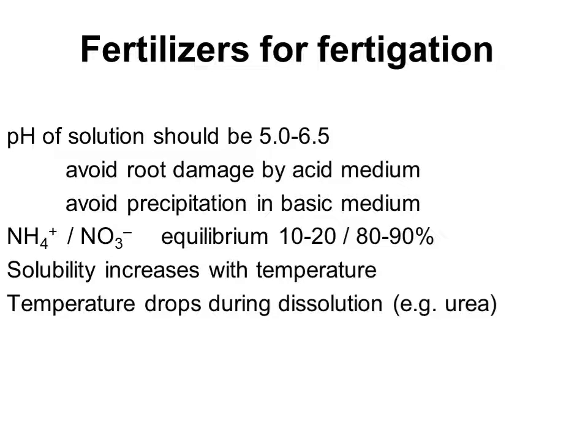In principle, the pH of the solution should be close to neutral, slightly acid, from 5 to 6.5. We want to avoid root damage, but also, very important, we want to avoid precipitation that would occur under basic conditions.